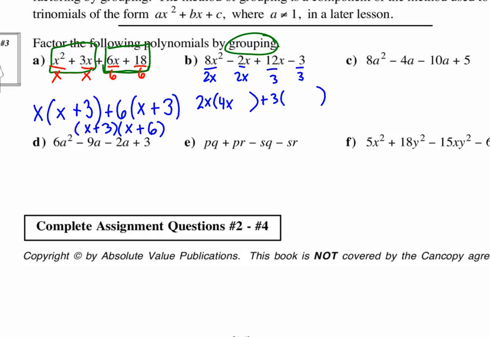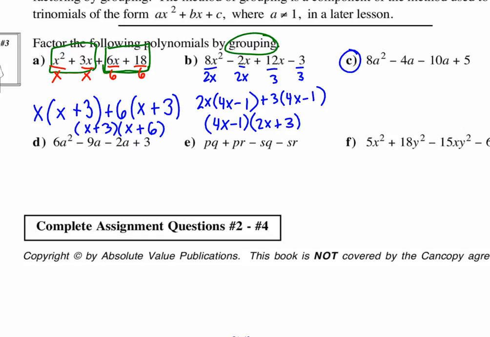4x minus anything divided by itself? 1. 12x divided by 3 is 4x minus 1. It should be the same. They should end up being the same. If they are, you're on the right track. 4x minus 1 times, we're factoring the 4x minus 1 out, and we're left with 2x plus 3.